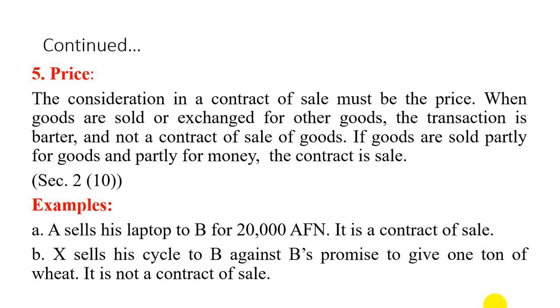See the next example. X sells his cycle to B against B's promise to give 1 ton of wheat. It's not a contract of sale.